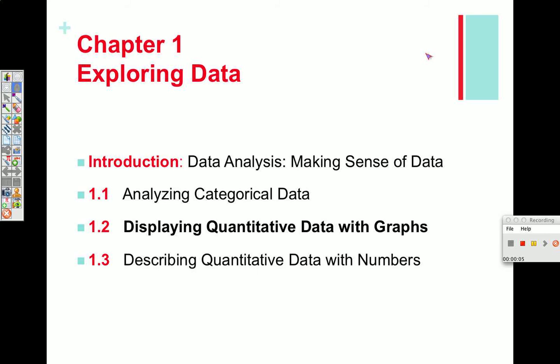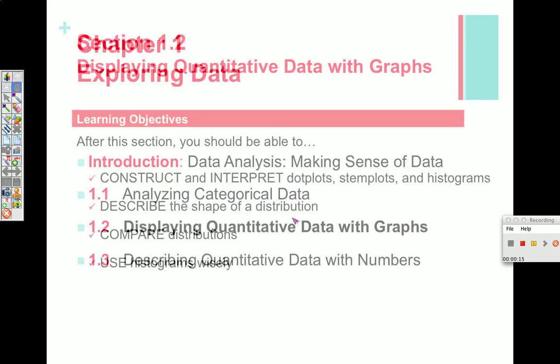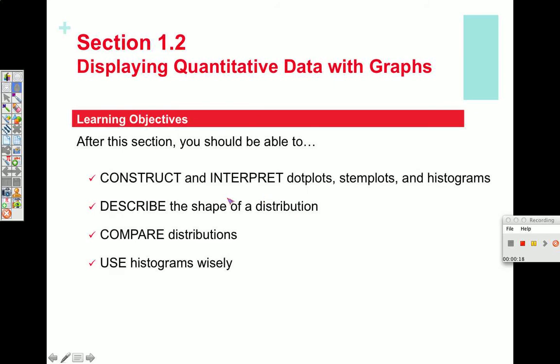We're going to be looking at displaying quantitative data with graphs today. So we've looked at the categorical, now we're going to look at data that consists of numbers. After this section, you should be able to do these four things, and we're going to focus mostly on constructing and interpreting dot plots and stem plots in this video. In the next video we'll look at this thing called a histogram. But we'll be doing these first two things in this video and the next, describing the shape, comparing distributions, and of course we'll hit using histograms wisely in the next one.